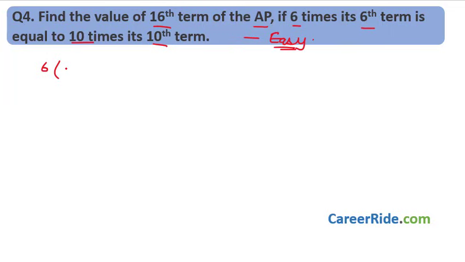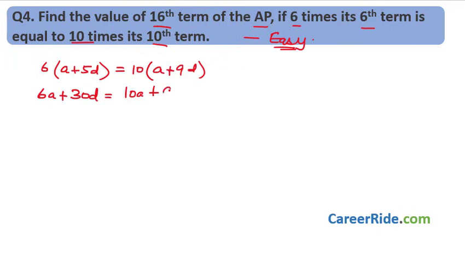The 6th term is what? A plus 5D, I know, from my AP, is equal to 10 times the 10th term. So the 10th term is A plus 9D, right? This is given to me in the question. From here, what do I get? I get 6A plus 30D is equal to 10A plus 90D, right?